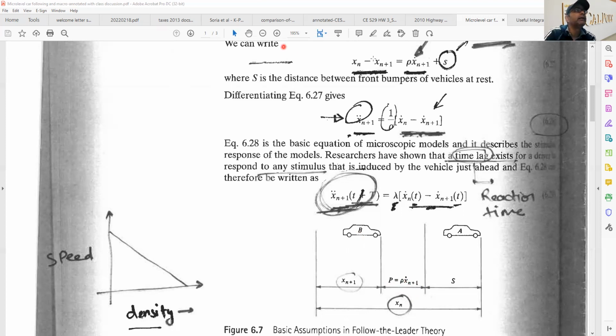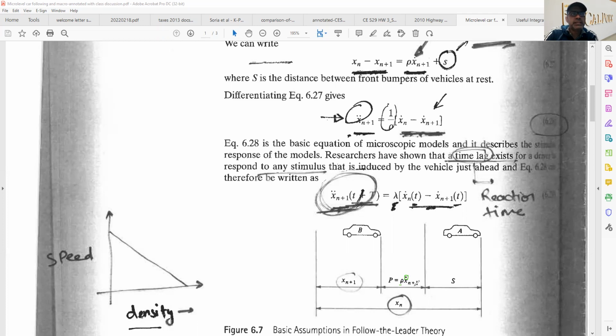If you look at this dot right here, this dot stands for derivative with respect to time, and xn plus 1 we know is the position of the follower. So when you differentiate that with respect to time, you get the speed of the follower. So what we are suggesting here is that the spacing that the follower wants to maintain will be some parameter rho times the speed of the follower.